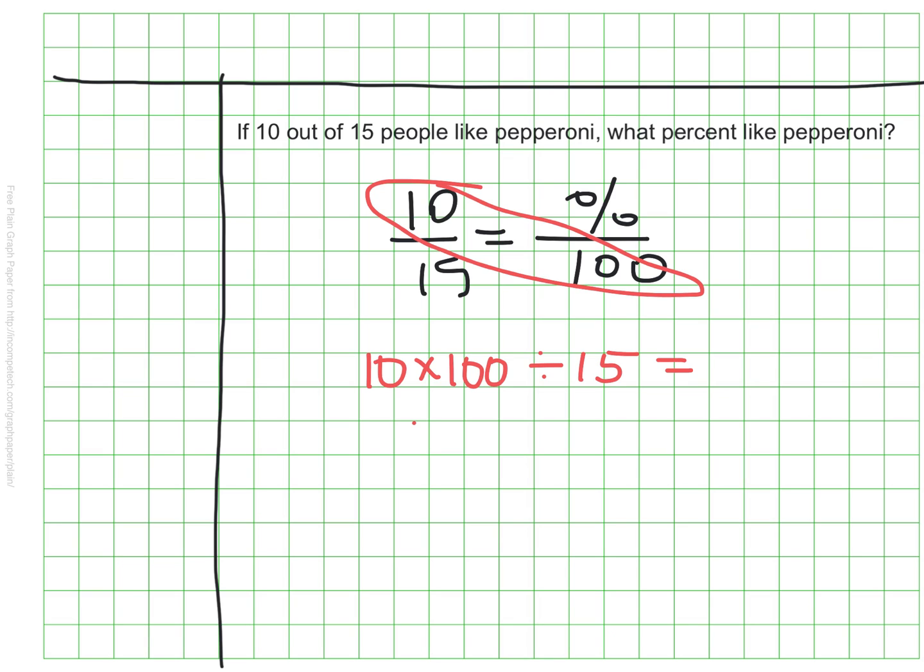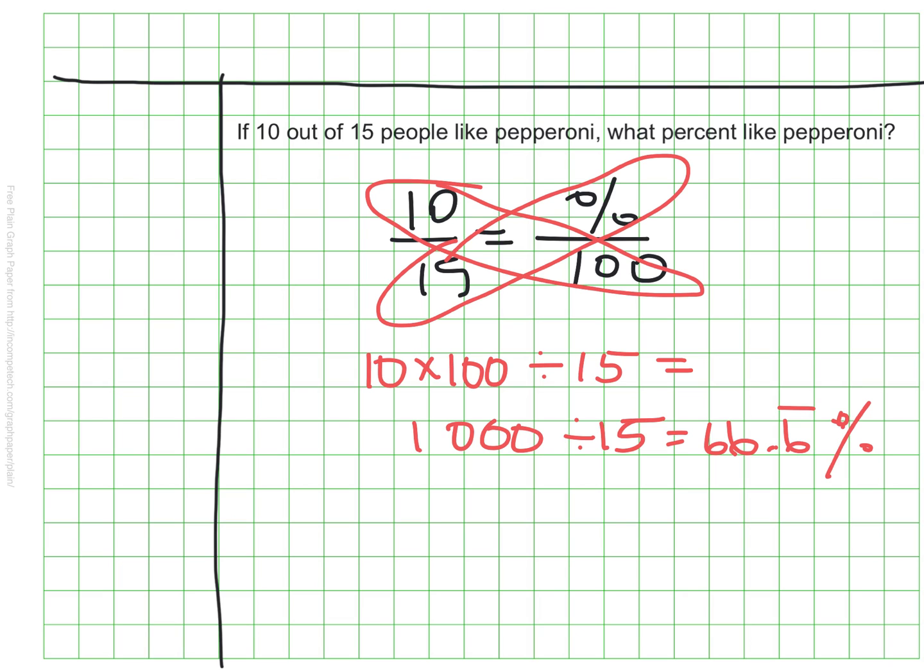So 10 times 100 is 1,000. And if I divide it by 15, I'll get 66 and 2/3, or 66.6 repeating percent. And I've been able to find my value pretty quickly. I didn't have to think about how many times 15 went into 100. I was able to say, okay, well, I know the value of this 10 times 100 has to be the same as 15 times my mystery number, and this is how I can figure it out.